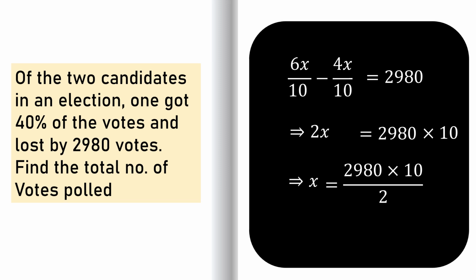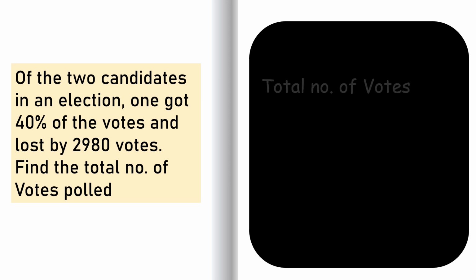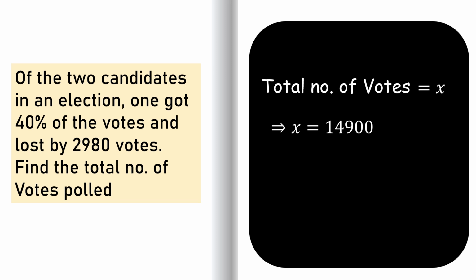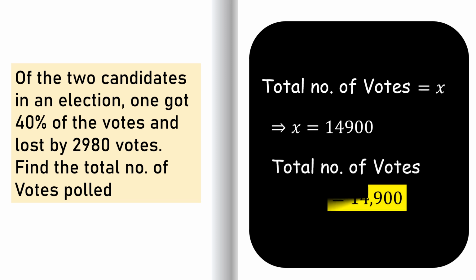That's how we isolate x to find its value. Do cancellations to get x is equal to 14,900. Remember, we had called the total votes x. Now, we've got the value of x as 14,900. So, the total number of votes polled was 14,900.